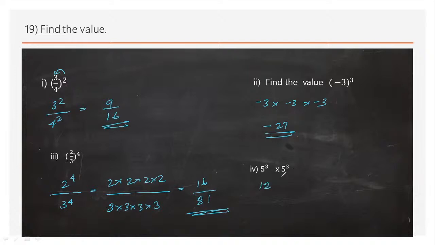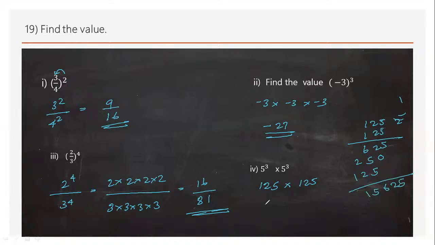5 times 5, 25 times 5, 125 into 125. Then 125 into 125. 5 times 5, 25, 2 remainder, 5 times 2, 10 and 2, 12, 1 remainder, 5 and 1, 6, 2 times 5, 10, 1 remainder, 2 times 2, 4 and 1, 5, 2 times 1, 2, 5, 2, 1. That gives 15,625. This is the answer for this fourth one.